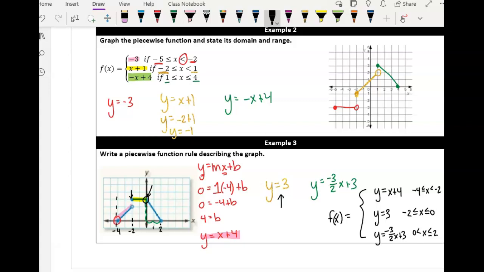And that's how you write a rule for a piecewise function, is you have to break it down into its parts and identify, is it linear, is it quadratic, it might be exponential, right? So we kind of want to think about that when we're looking at that. All right? Okay, moving on. If we go ahead and move on to example 4.